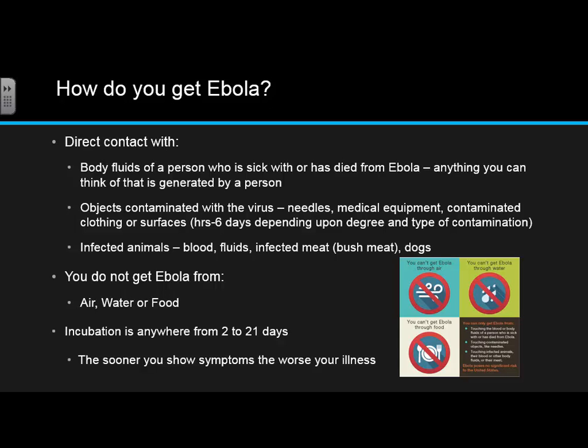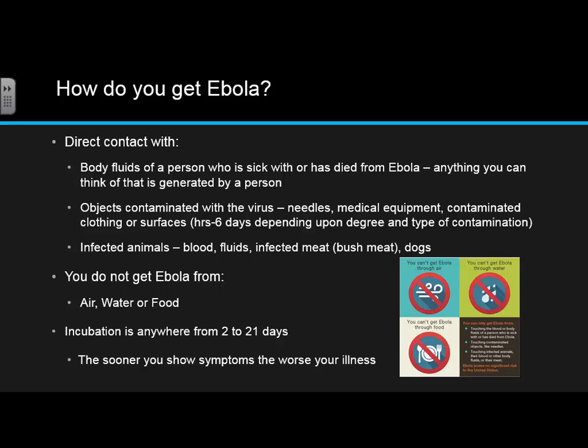So I hope you understand you don't get Ebola from air. You don't get Ebola from water. It needs something living. Water is not going to cause it to live. And you don't get Ebola from food, the way we eat. Okay. So incubation time for Ebola is anywhere from 2 to 21 days. The sooner you get it, the worse your prognosis. So 2 to 21 days, and they're recommending for anybody that has had any sort of exposure to people with Ebola, monitor their temperature twice a day for 21 days.